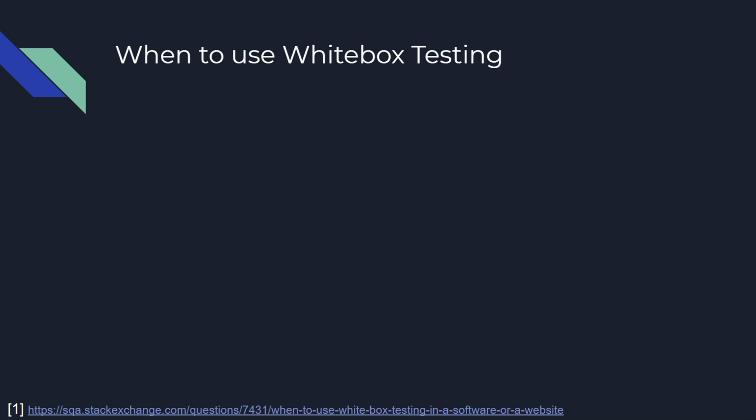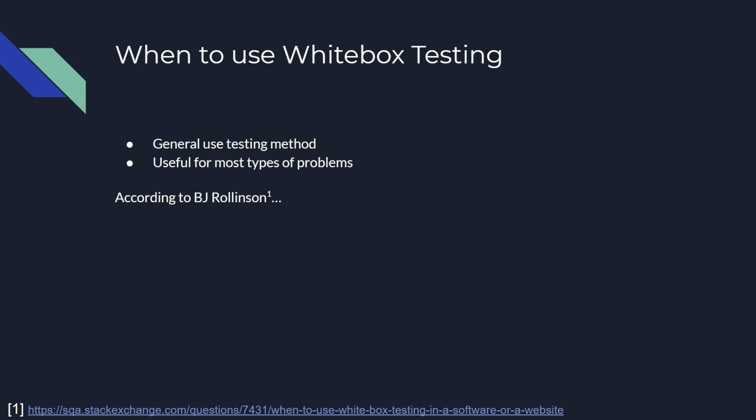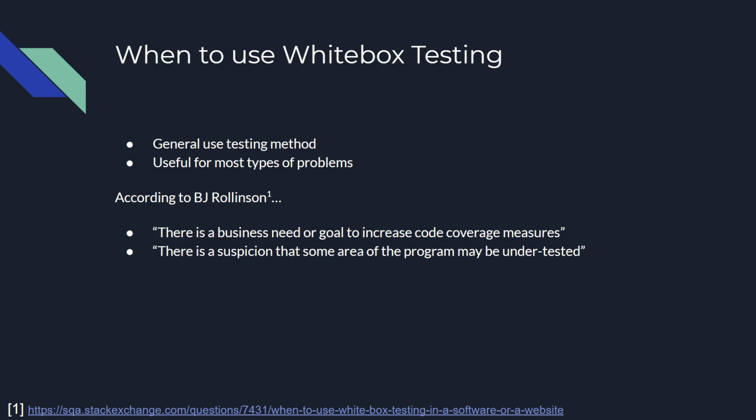The next question we have is when to use white box testing. It is a general use testing method and it's useful for a number of problems. Some listed out by BJ Rawlinson on Stack Overflow were: there is a business need or goal to increase code coverage measures, such as they want to increase their efficiency; there is a suspicion that some area of the program may be under tested; or for security or reduced risk. According to BJ Rawlinson, security flaws are quite often more easily found when doing white box testing, as you can look directly at the code and spot issues directly.